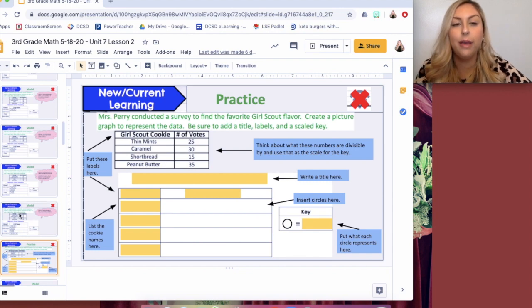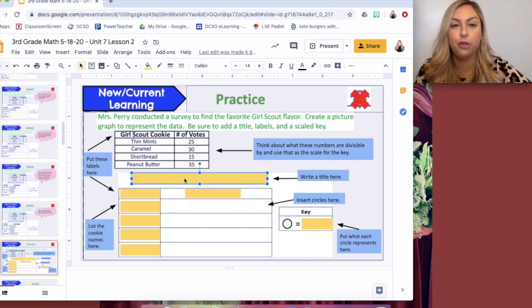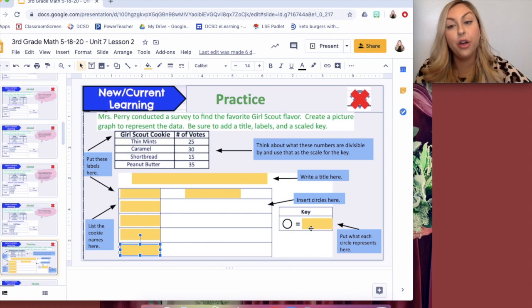So put the labels here and here. You're going to put the Girl Scout cookie and the number of votes. That would go here and here. You're going to put the title of the chart here. So you might put Girl Scout cookie data maybe, or favorite Girl Scout cookie flavor, whatever you think is the best title that fits. And then you're going to list the cookies in these 4 boxes. Then you're going to make a key.